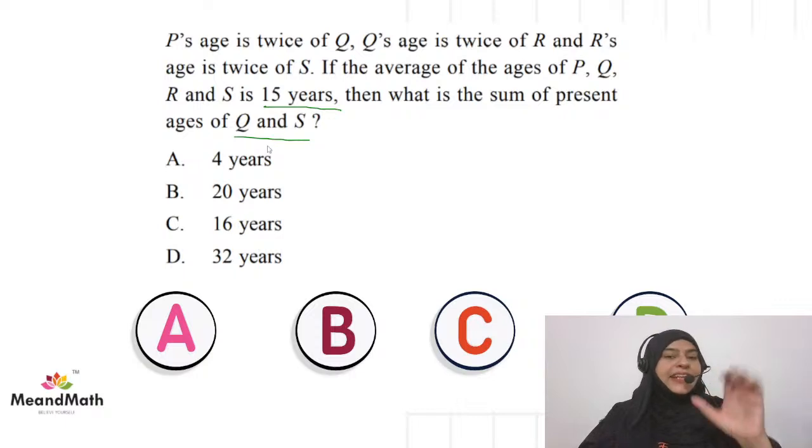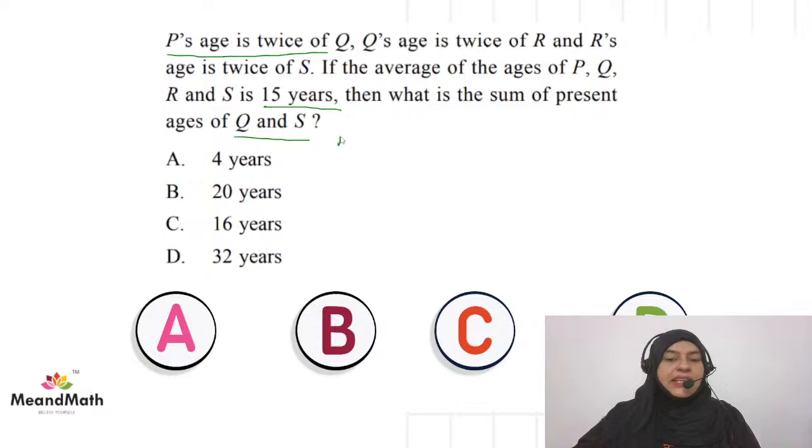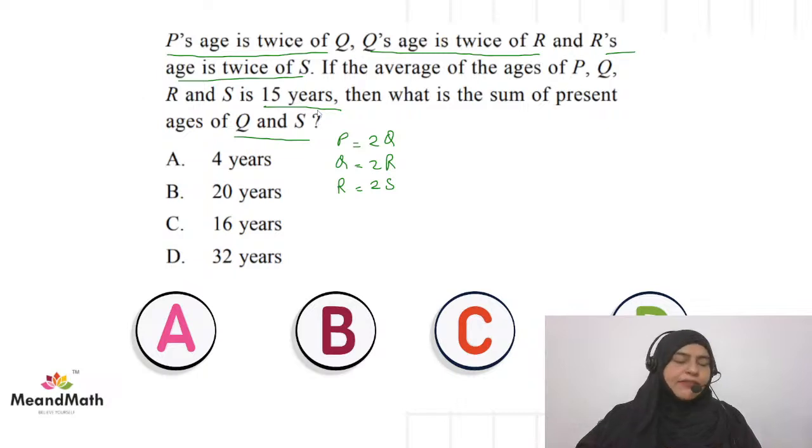So here, read the sentences one by one. P's age is twice of Q. It means P is equal to 2 times Q's age. Q's age is twice of R. It means Q is equal to 2 times R. Then R's age is twice of S. So R will be equal to twice of S. Now, the average of P, Q, R, S is 15. We will do that average thing.